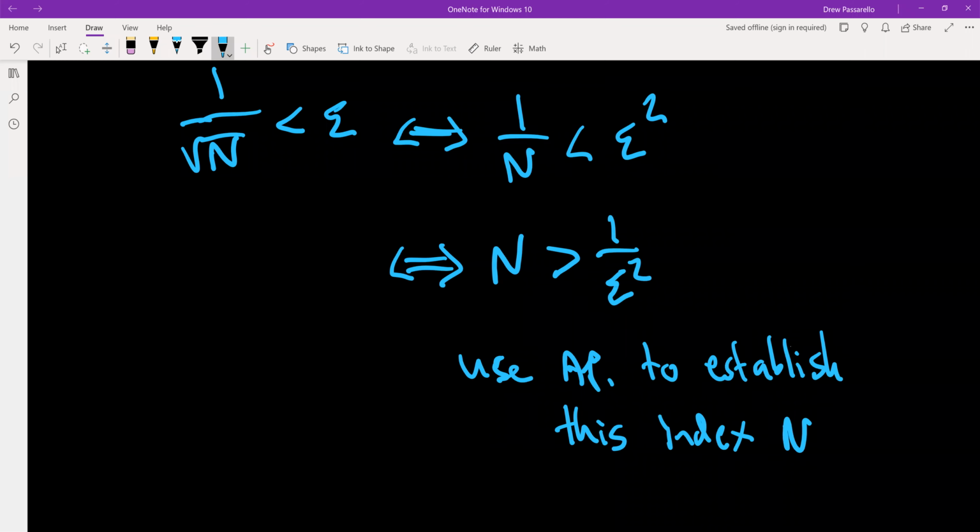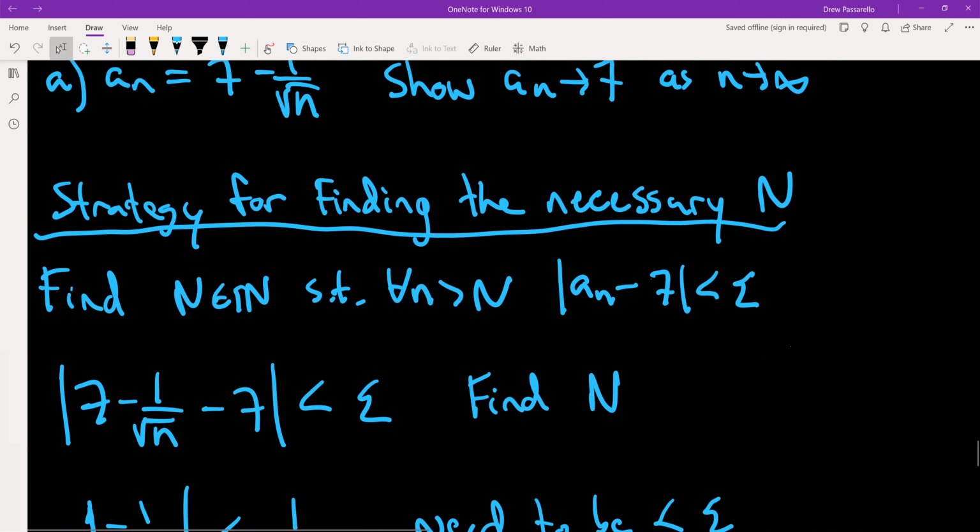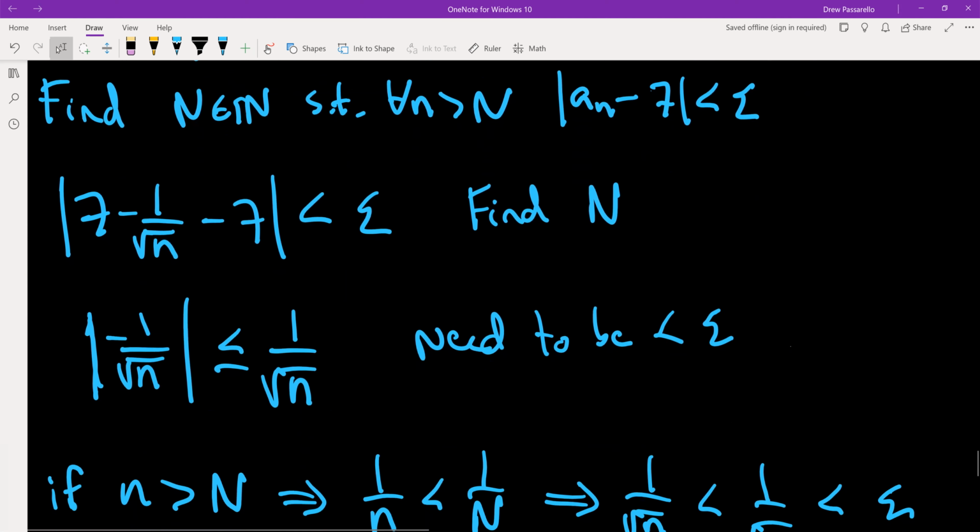Okay, and this is all the scratch work. So again, I use the definition of convergence. This is just scratch work to find the necessary value for the cutoff index capital N, such that our sequence is within epsilon distance of 7, since 7 is the value that we're proving that it converges to. And so I just worked backwards with the absolute value of 7 minus 1 over square root of n minus 7. It needs to be less than epsilon.